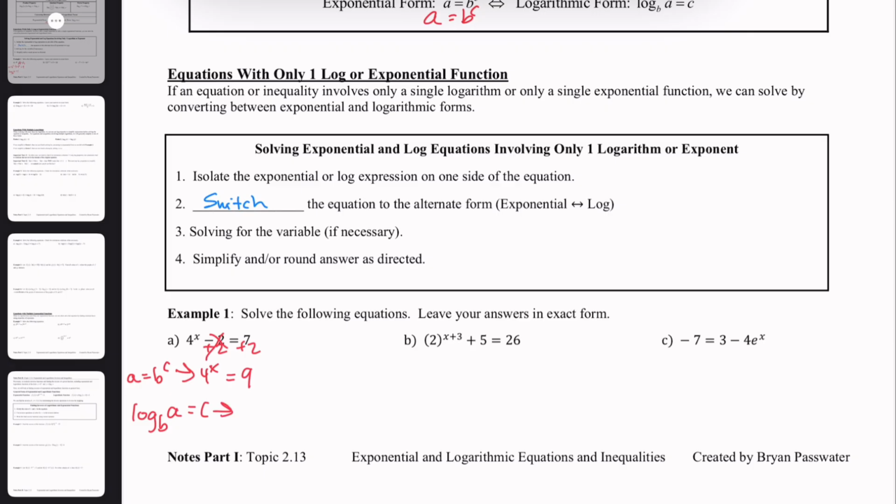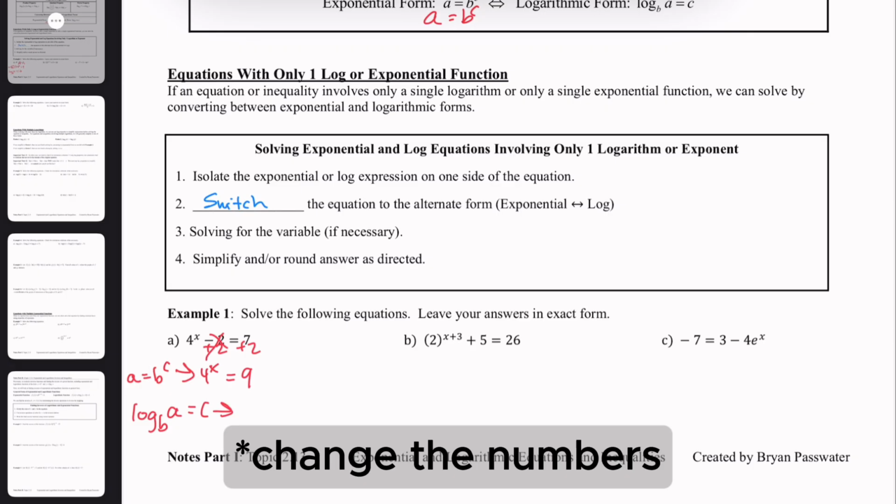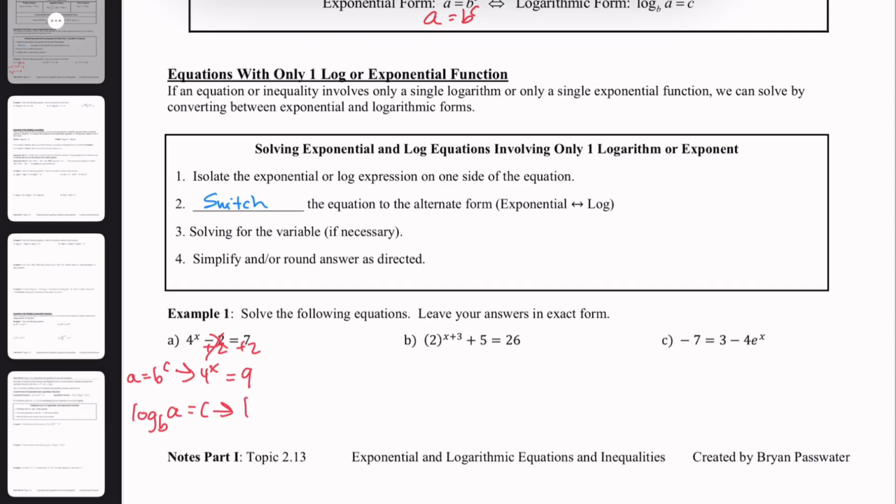So to convert that, we need to change the positions of all the letters. So let's see, log base 4, the a is 9, and then c is x. So that's our answer for the first one. Yes, it was solved for the variable, and if we need to simplify this answer, we would do that. So let's move on to the next one.